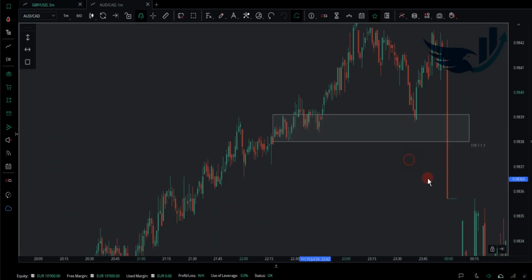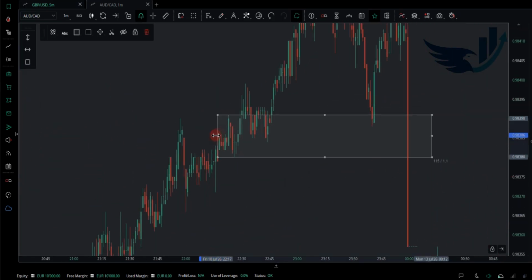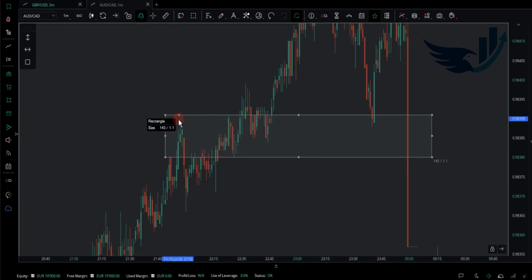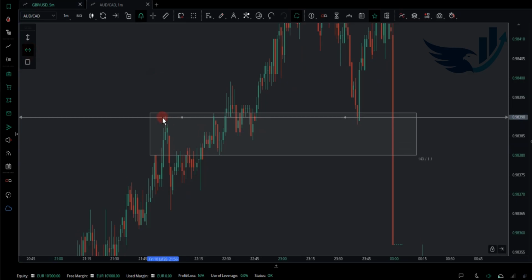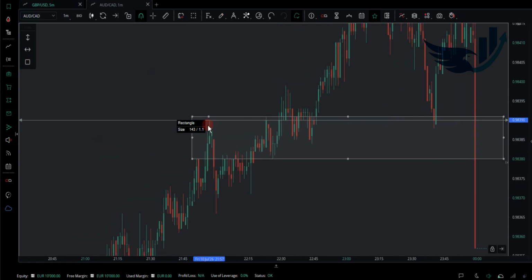Also, the most important part for this king is that this box, the pause, comes from a former king, which is here. That was the highest high here in the chart. And in the break, it made the pause we have here.